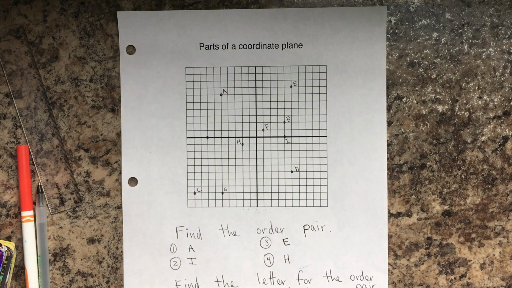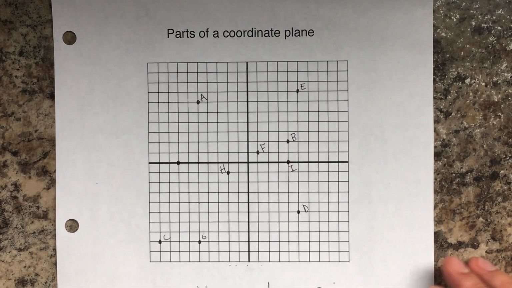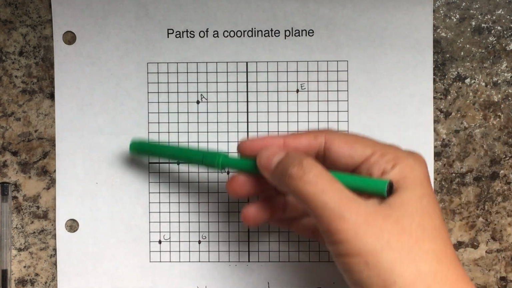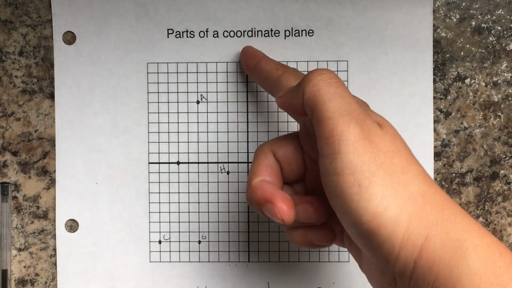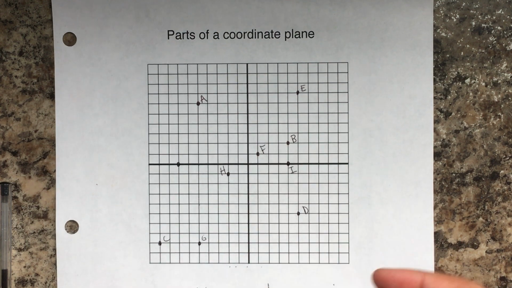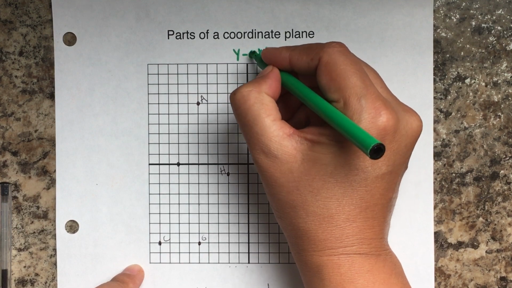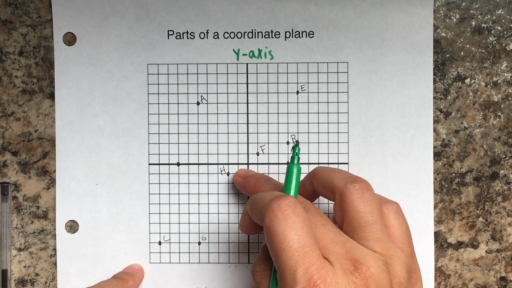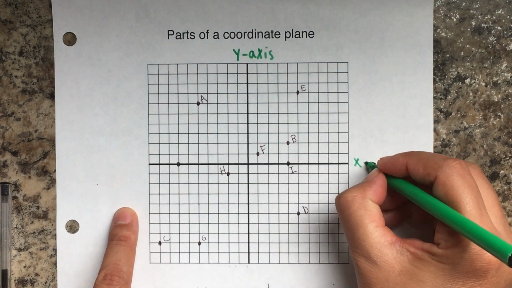So before we start with an activity, I'm just going to give you lots of information about this square divided into 4 sections. And this is called a coordinate plane. It is divided by 2 lines, one vertical, which is the y-axis. This is positive y, this is negative y. Then we have the x-axis.